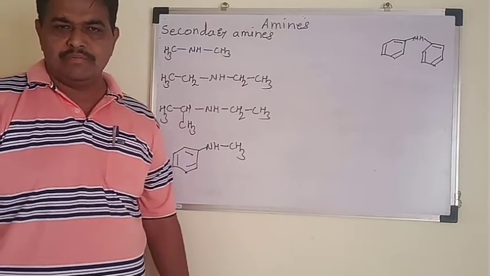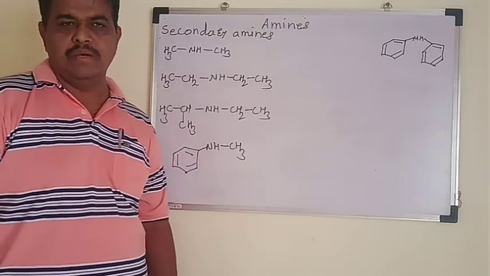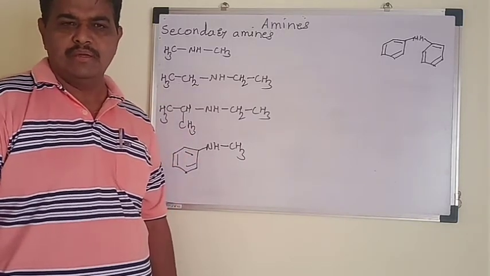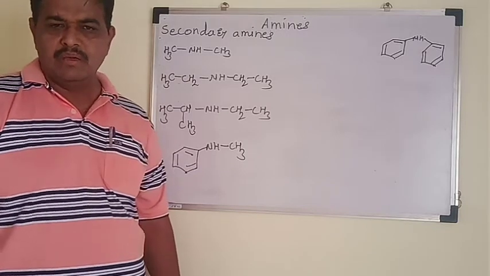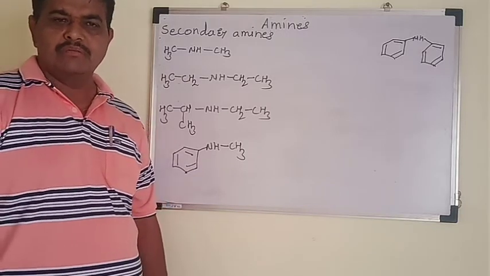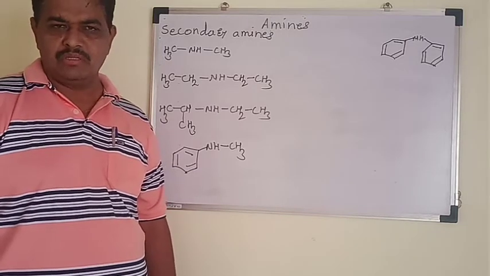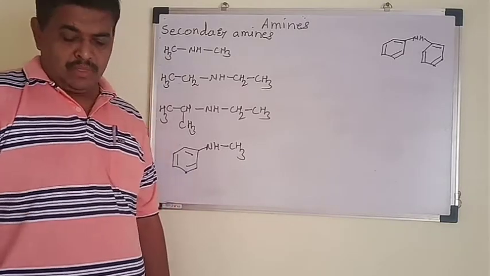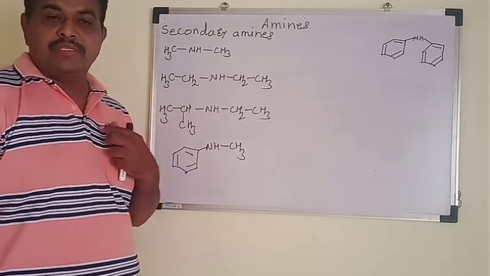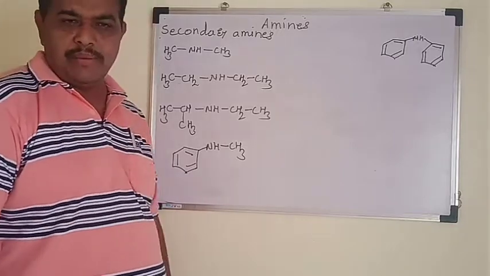We have seen the definition of amines, then its classification. So amines are classified as primary amine, secondary amine, and tertiary amine. Then we have seen the common name system and IUPAC nomenclature system of primary amine. Today we are going to study the common name system and IUPAC nomenclature system of secondary amine.